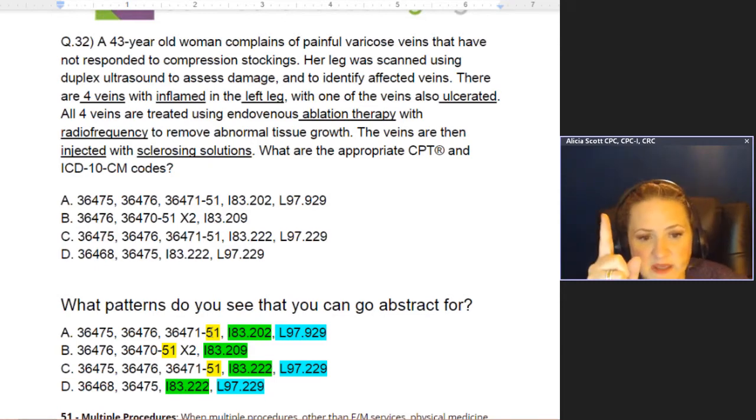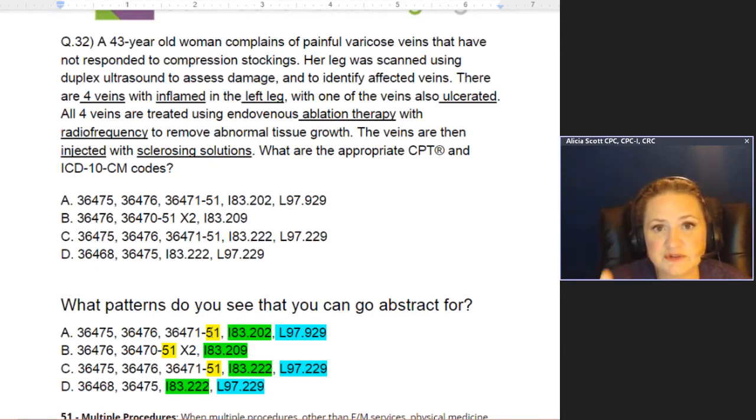So that tells me that if I need to use modifier 51 on this, but I don't need that L code, then B's my answer. And I stop, right? I'm done, and I move on. But let's say I do need the L code and I do need the modifier 51, then I'm down to 2 choices. Right? I'm down to A and C.